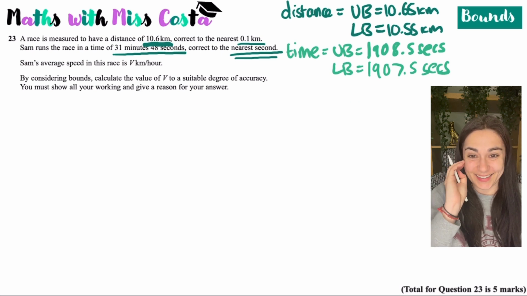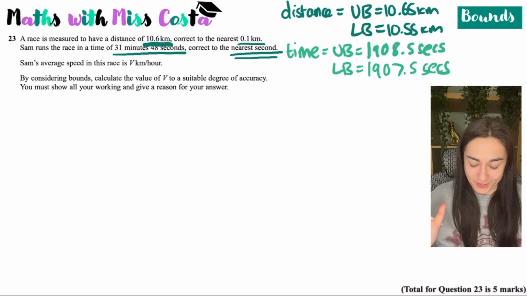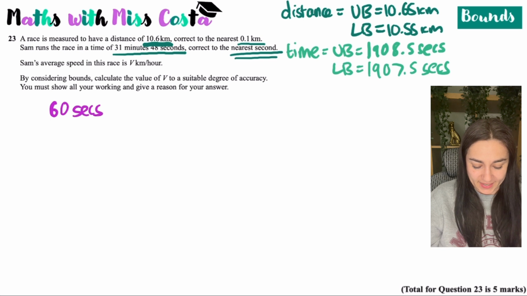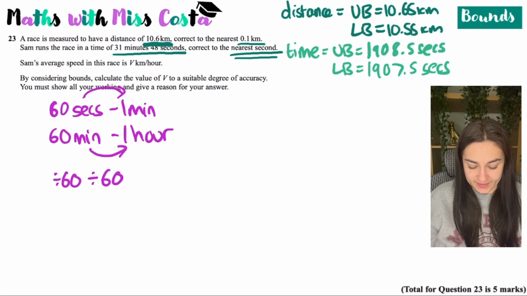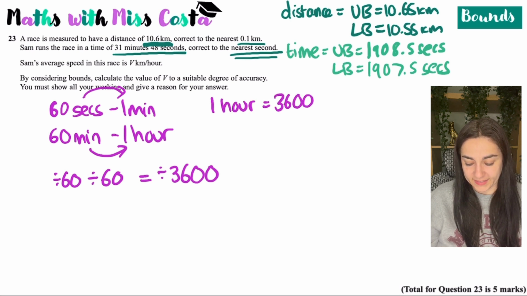So this is quite simple stuff, but people just get confused on this so frequently. So I'm just going to explain. There are 60 seconds in a minute and 60 minutes in an hour. So therefore, to go from seconds to a minute, we're going to divide by 60. And to go from minutes to an hour, we divide by 60 again. So in total, I'm going to be dividing by 3,600, because 1 hour is made up of 3,600 seconds.